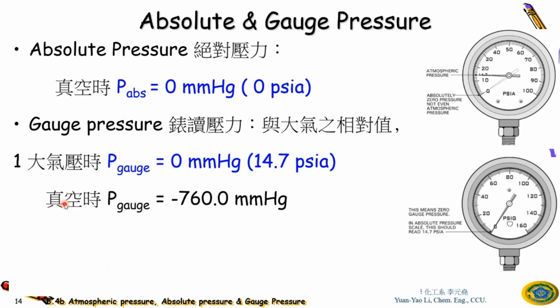So if the chamber is in a vacuum condition, which is no pressure, the indicator of the pressure gauge will go to 0 here. So that will be minus 760 millimeter mercury. So you have two types of gauge. One is to measure absolute pressure. One is to measure the gauge pressure.